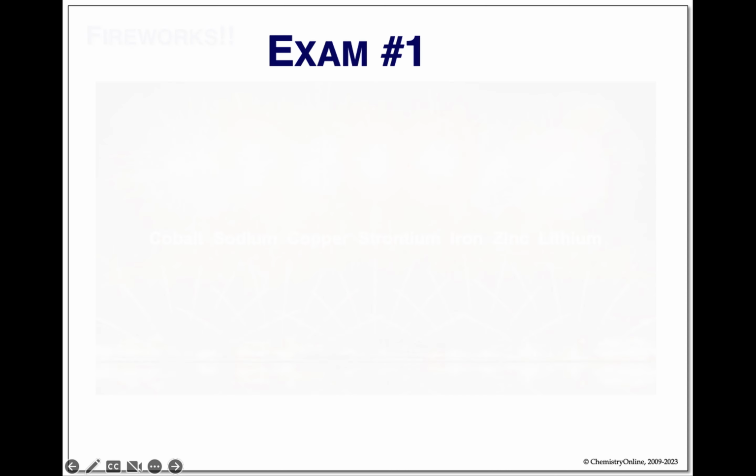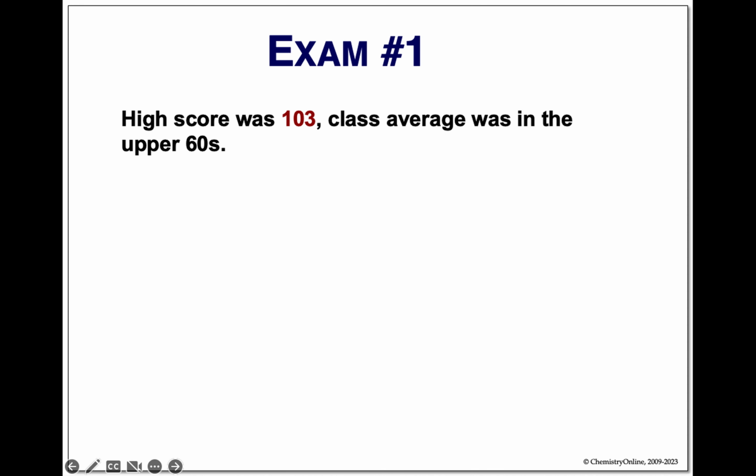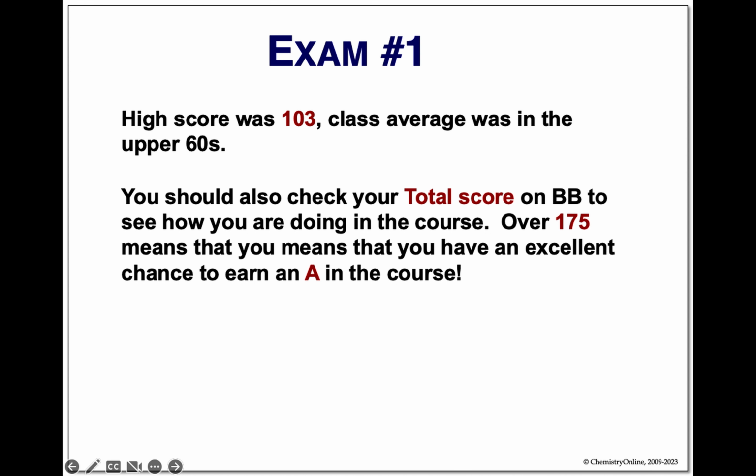All right, exam one. High score was 103. It was amazing. What you should do is go to Blackboard, check your total score. Depending upon the mood that Blackboard is in, it may show you different things. You want the one that simply says total, not running total, not weighted total, total. If you're 175 or over, you're doing really well. You're on your way to acing this course.